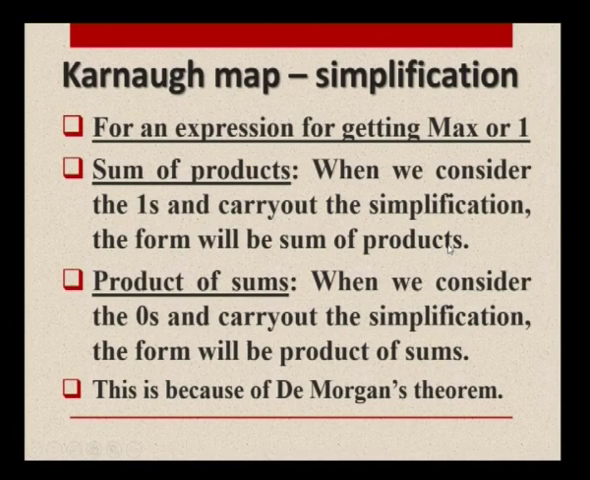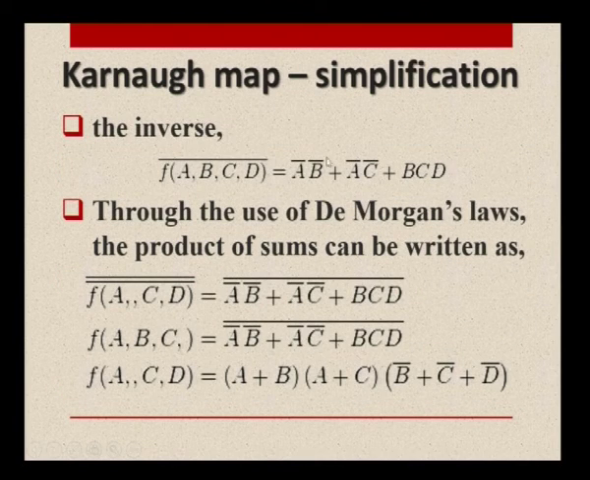Now, how do we write the terms as sum of products and product of sums? As I said, if we recognize the ones, we get the sum of products. If we recognize the zeros, then we get the product of sums also. It is because of the explanation which I have given. If we consider the zeros, the complement of the complement will get nullified. See, this term is getting reduced in the form of a product of sums also. So, this is the advantage of using a K-map.